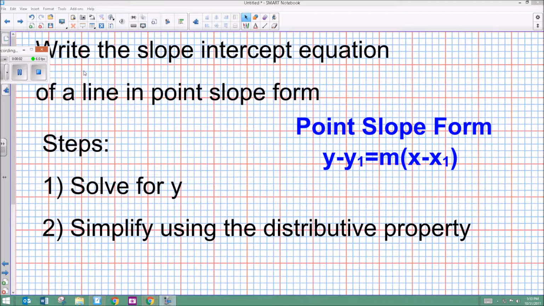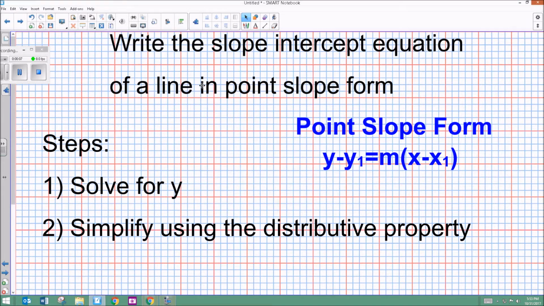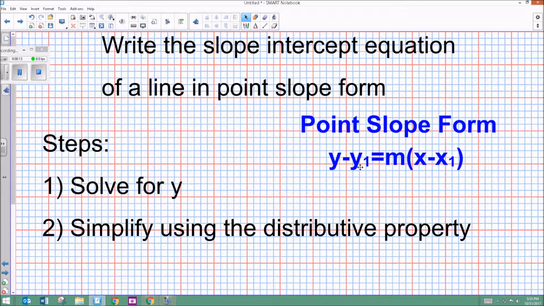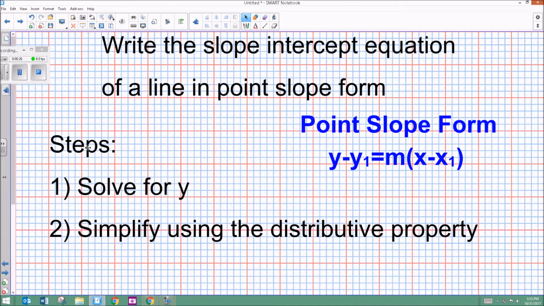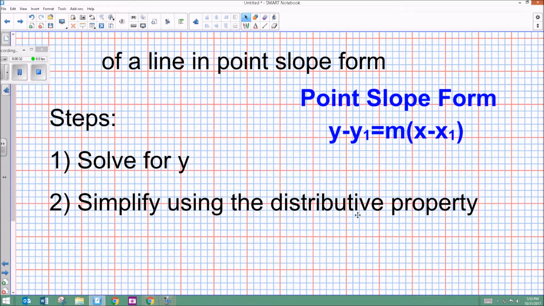In this video, we want to write the slope-intercept equation of a line given in point-slope form. Point-slope form, if you remember, looks like this: y minus y1 equals m times x minus x1, where (x1, y1) are the coordinates of a point on the line. There are 2 steps to do this. First, you must solve the equation for y, and then second, you must simplify using the distributive property.